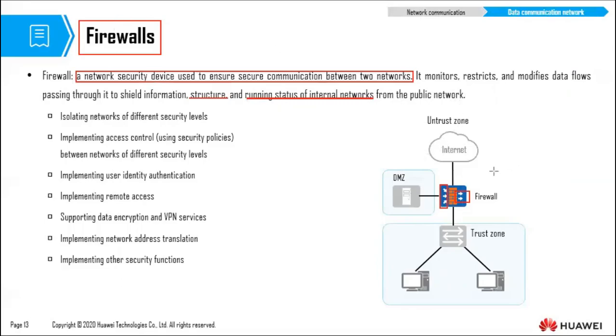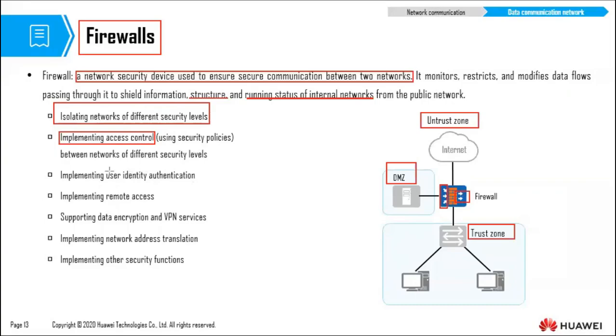So generally, firewalls are used to separate or create different trust zones: the DMZ, the demilitarized zone, and the trust zone, which is your internal private network. It's going to filter packets depending on what you're supposed to access. Some of the functionalities are to isolate networks of different security levels, implement access control, so are you allowed to access this or not between networks of different security levels, implement authentication, and implement remote access. So what Sarah was asking about, if you want to access resources from the internet, remote access. It can also implement data encryption. And in firewalls, we can also create VPNs.